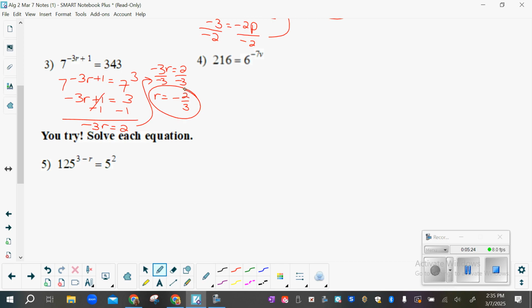Okay, number 4, are those bases the same? No, they're not. So we want to look at which base? The 6, the smaller one. Check 6 to what exponent gives you 216? Please don't say it out loud. Use your calculator. You're literally doing guess and checks. 6 to the 3rd.